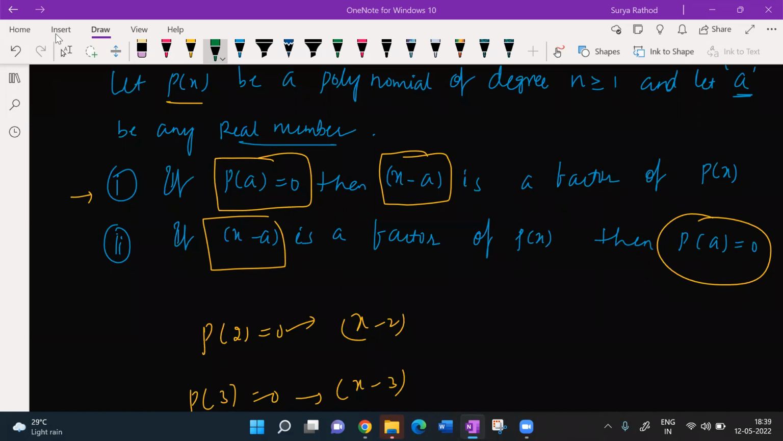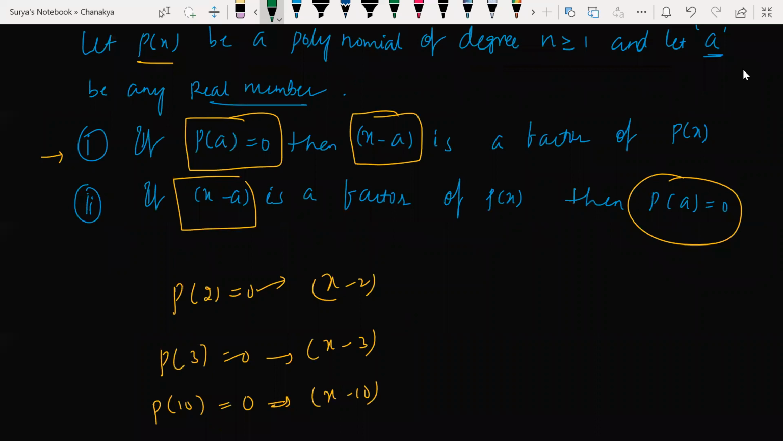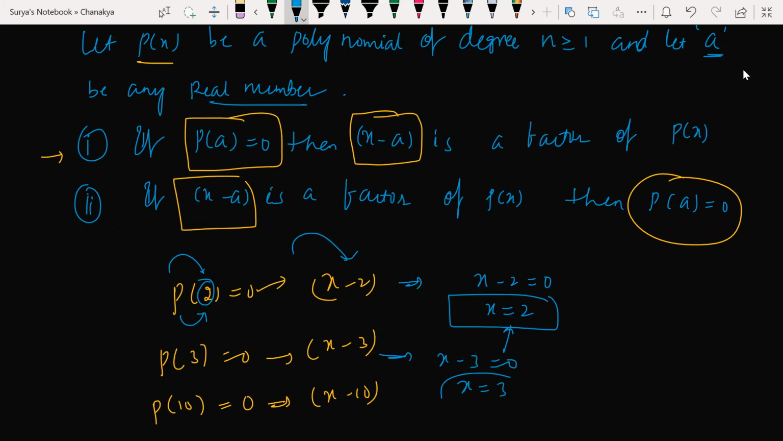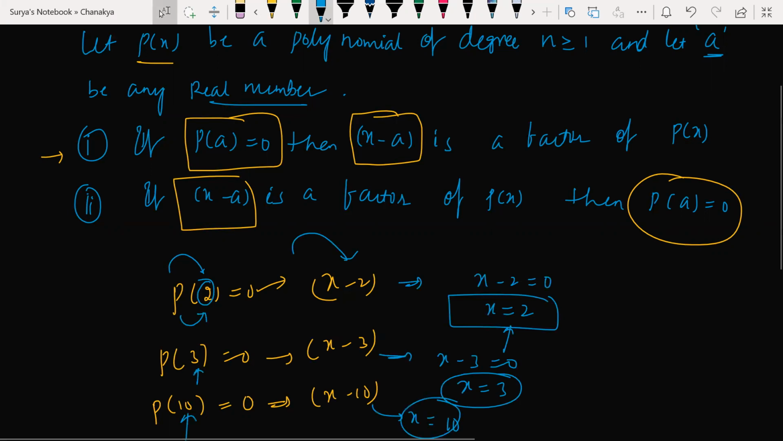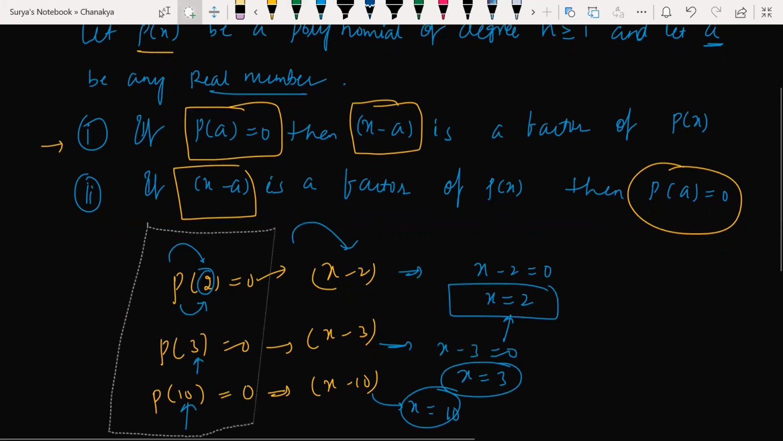Yes, beta. Look at this here. I'm saying p of 2 is equal to 0 is nothing but x minus 2 is a factor. Why are we saying x minus 2 is a factor? Because if I equate x minus 2 with 0, then x is equal to 2. That x is equal to 2 is what we substitute here. P of 2 means in place of x, I'm substituting 2. If I equate x minus 3 with 0, x is equal to 3, which means in place of x, I'm substituting 3. Similarly, x is equal to 10 means in place of x, I'm substituting 10. So that is the meaning of this. That is the background story.